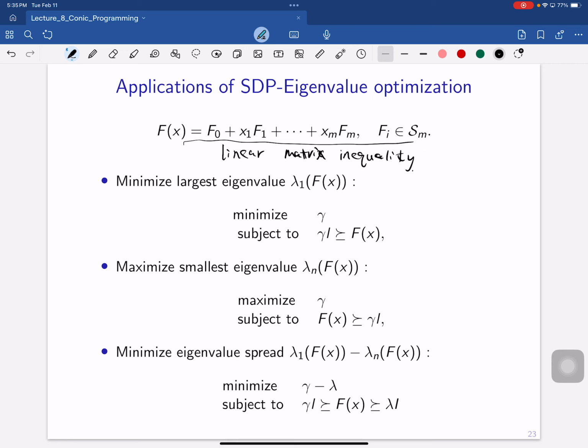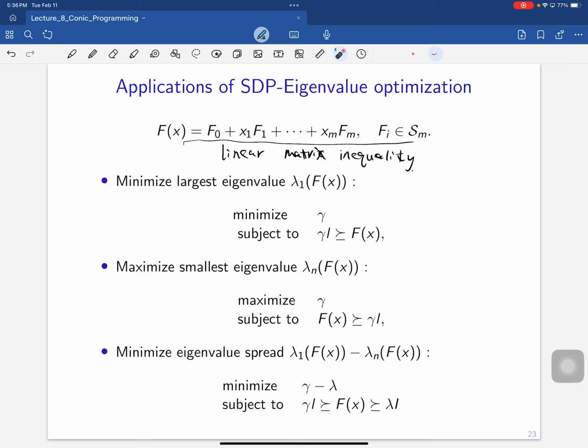So here, all those F matrices are symmetric matrices, right? They are given, and x1 all the way to xm are scalars, right? So you can think about F of x as a linear combination of a number of matrices, right? If you consider this problem, what it means is it tries to bound this matrix F of x by gamma times the identity matrix, right? In other words, it tries to bound the largest eigenvalue of the matrix F of x, and then you minimize over gamma. It finds you the largest eigenvalue of this function F of x.